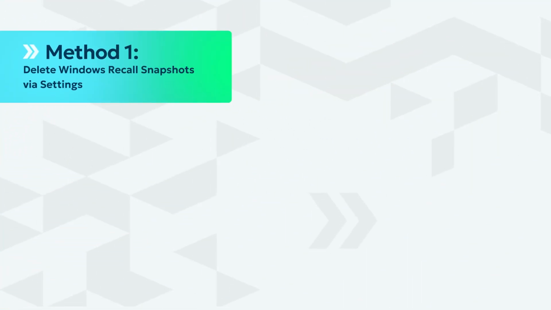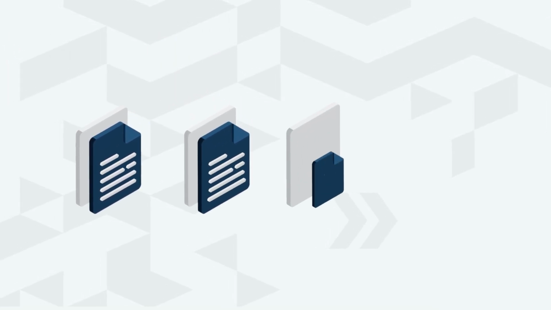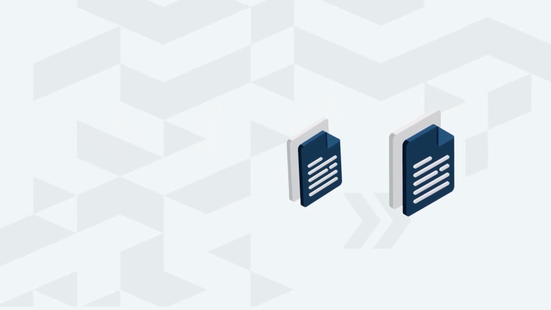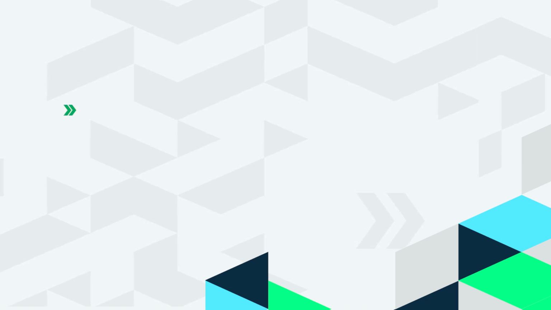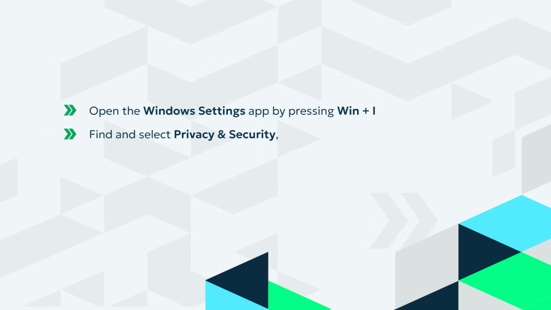Method 1. Delete Windows Recall snapshots via Settings. Recall snapshots can pile up fast, eating into your storage. You can modify this right from your settings, which is ideal for clearing all locally saved snapshots within a user's account. To do this, open the Windows Settings app by pressing Win+I.